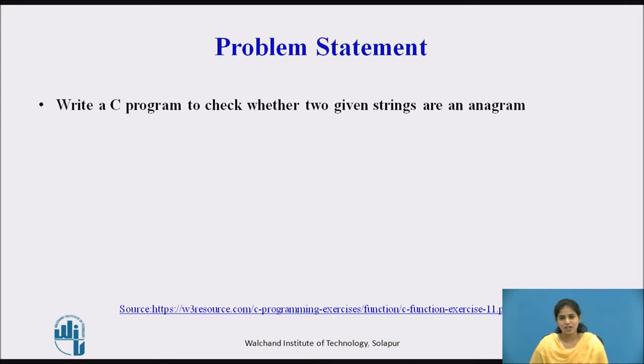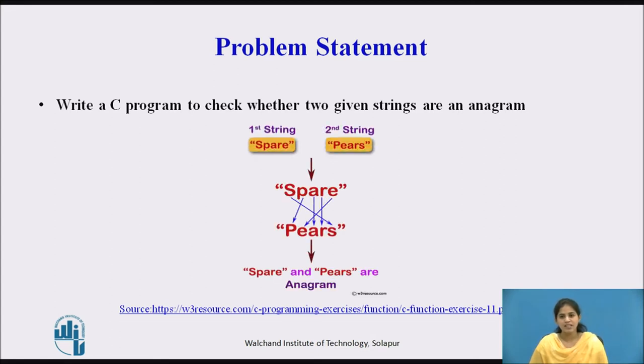So first of all, we see what is meant by anagram. Anagram is nothing but another string. That string contains the same characters, but the order of the characters is different. So here you can see that the first string is pair and the second string is pairs.